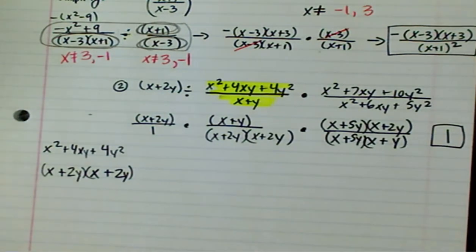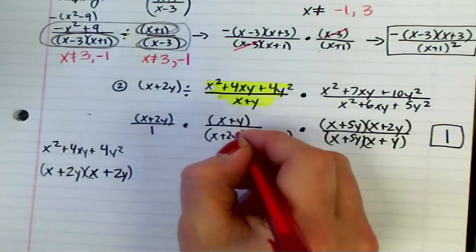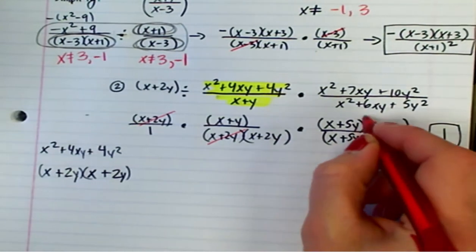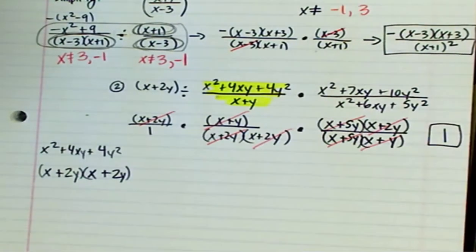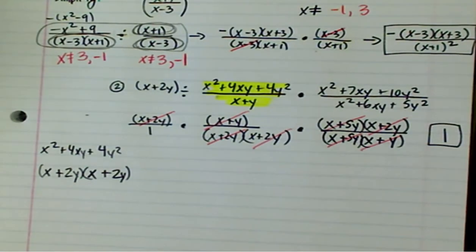And you look for common factors. Cross them off. 2y, 2y, 5y, 5y, xy, xy, xy. All gone. 1. Not 0, 1.